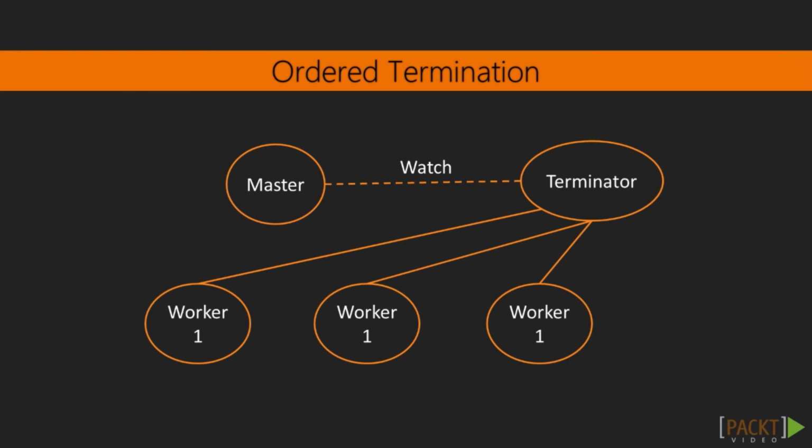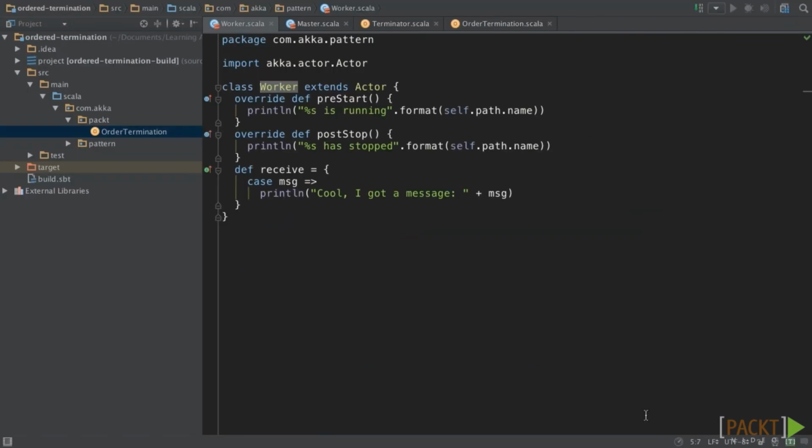The terminator will take the responsibility of terminating the workers from the master, and a terminator will watch the master. When the master dies, the terminator will execute the kill logic for the workers. Now, let's check the implementation for the master, worker, and the terminator. Let's start with the worker.